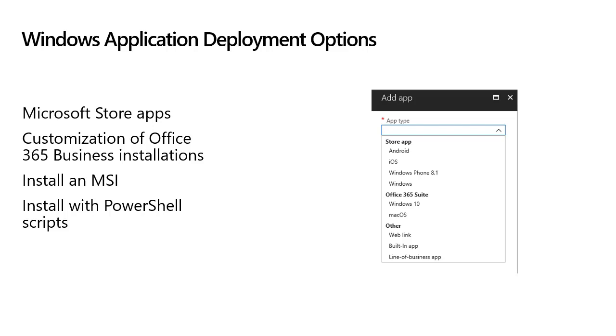A traditional Windows desktop app can also be deployed as an MSI via the line of business option under Other. And finally, there may be other deployment requirements that don't really fit the traditional MDM approach of app deployment, so we could use Intune to deliver PowerShell scripts to the client devices that would then trigger those application installations.